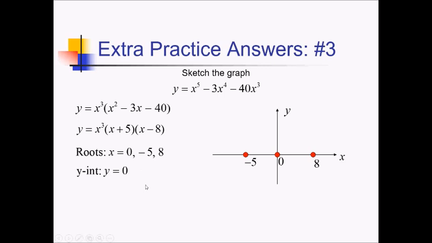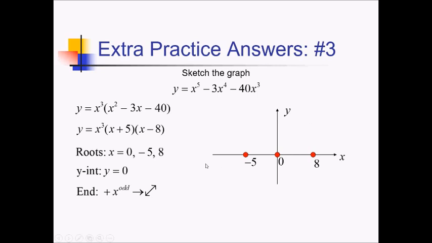We do have to look at the end behavior, though, and for that we look at this lead term, x to the fifth. In general, that is a positive x to an odd power. So that's going to behave like a y equals x kind of situation, an upward sloping line in terms of end behavior. So we're starting below the x-axis and ending above it.